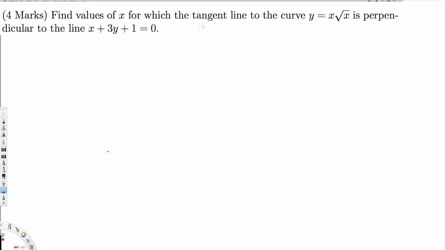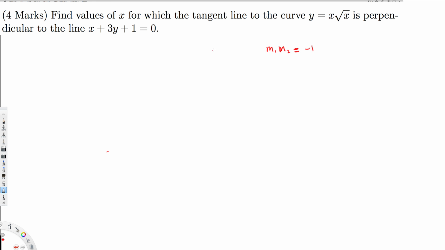When the tangent line and the line are perpendicular to each other, the relation between the slopes is this. Let's say this is m1, the slope of the curve, and m2 is the line slope. The product of these two, the multiplication of these two, should give us -1. That's the general relationship between those slopes whenever they are perpendicular to each other. So in this case, the question is asking to find x.